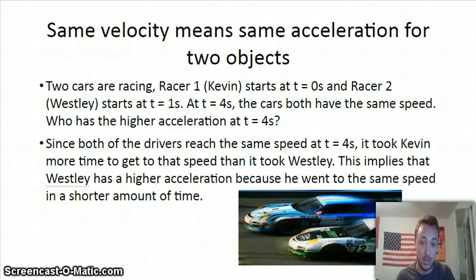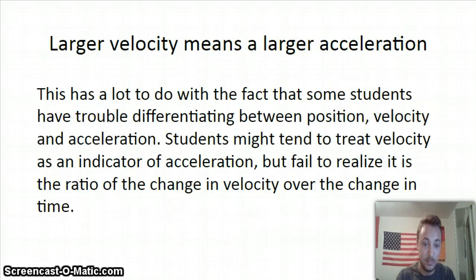So Kevin starts from t equals 0 seconds and goes to 4 seconds. That's a total of 4 seconds. Wesley starts at t equals 1 second and goes to 4 seconds. It's a total of 3 seconds that he's traveling. So he gets to the same speed in a shorter amount of time, which implies that Wesley has a higher acceleration. So the second idea is that larger velocity means a larger acceleration.